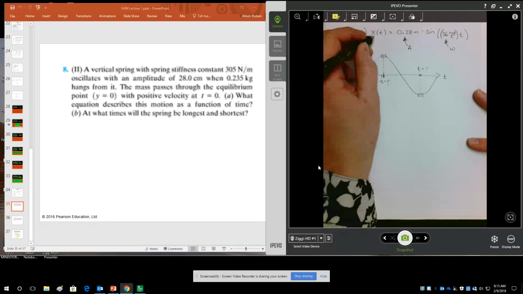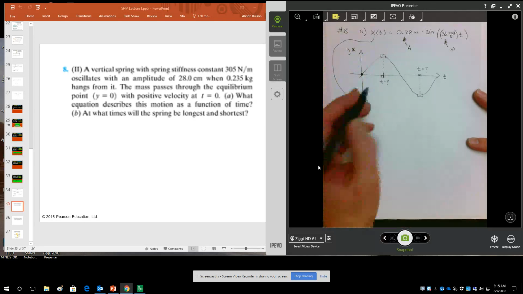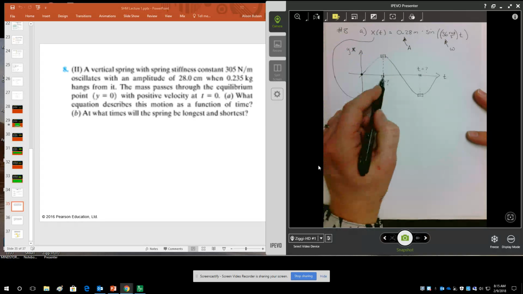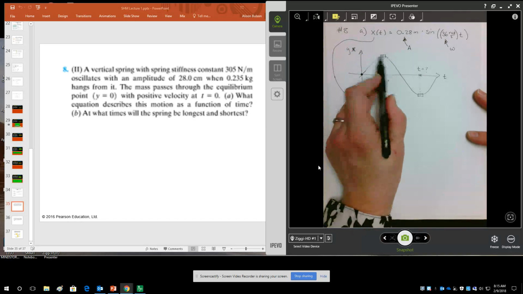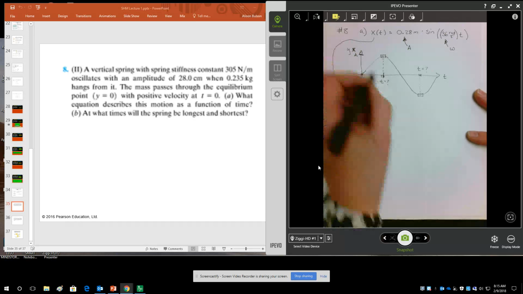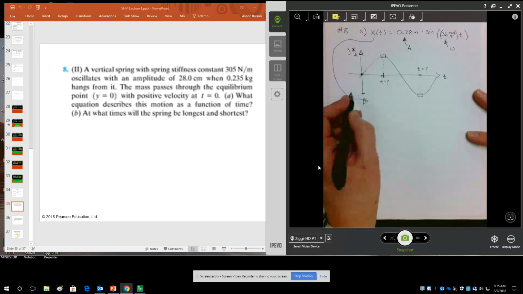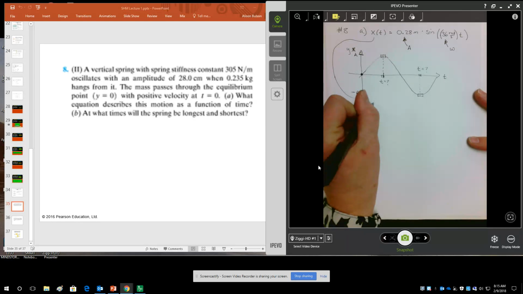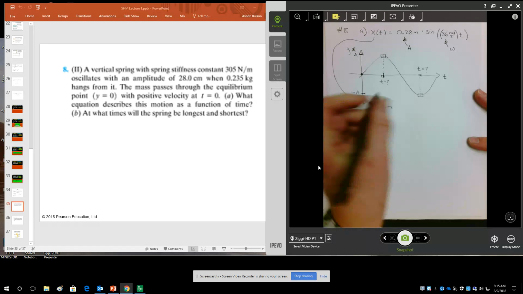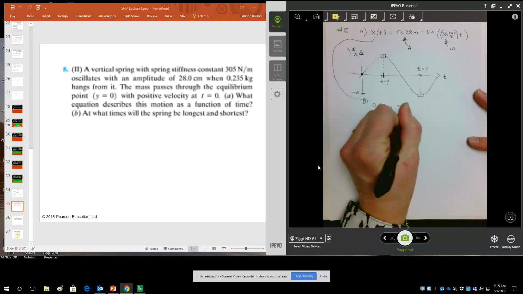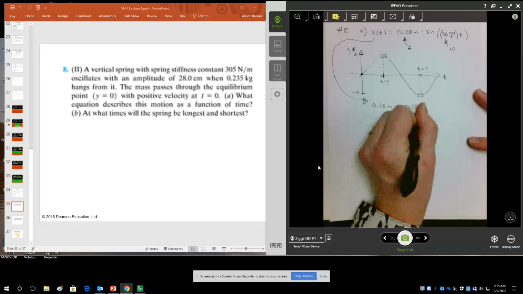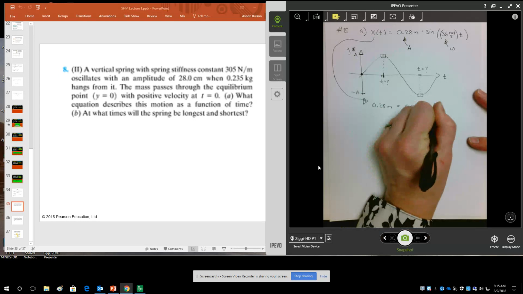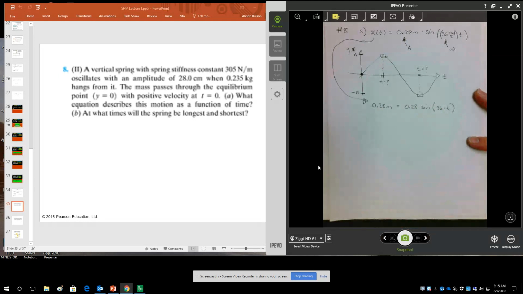Using the equation we developed in part A, I want to say, what time is it when the position is plus amplitude? What time is it when the position is minus amplitude? So let's start with plus. We'll start with our first time. My position at this moment needs to be 0.28 meters. And 0.28 meters equals my function, 0.28 times sine of omega, 36t. Dropping the units just to be clearer with the algebra.